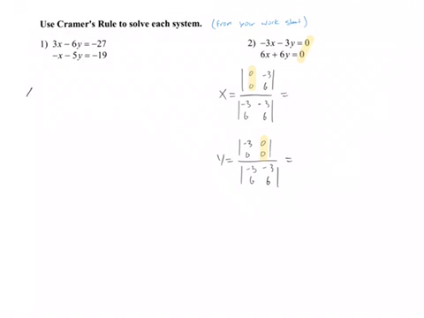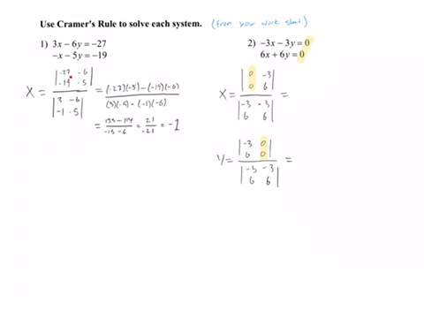So let's see if we can set this up. We know x is going to equal a ratio. The bottom is going to be the determinant of 3, -6, -1, -5. The top is going to be -27, -19, and then the -6, -5. So again, this -27 and this -19 came from right here. This -6 and -5 came from right here. And these are just the coefficients, 3, -1, -6, -5, that is how we get this.